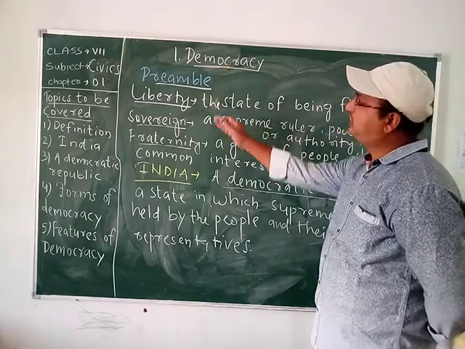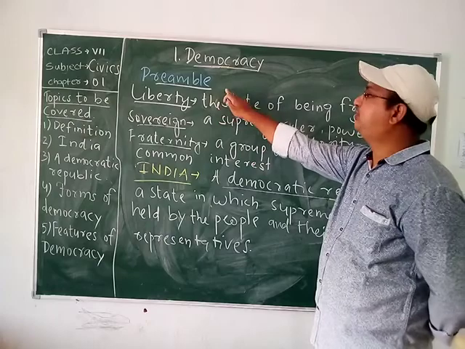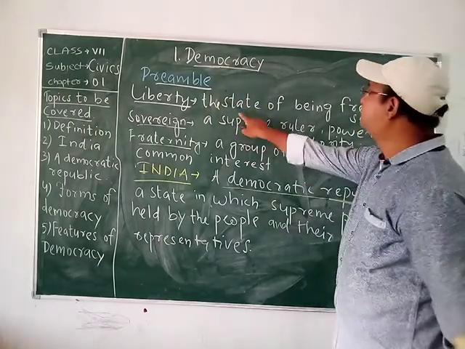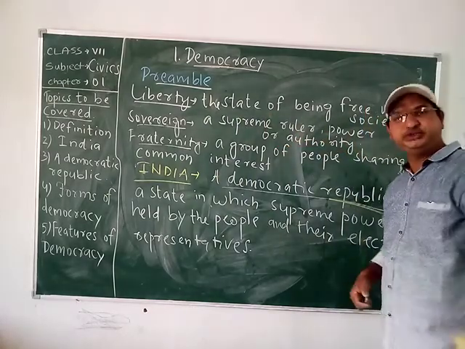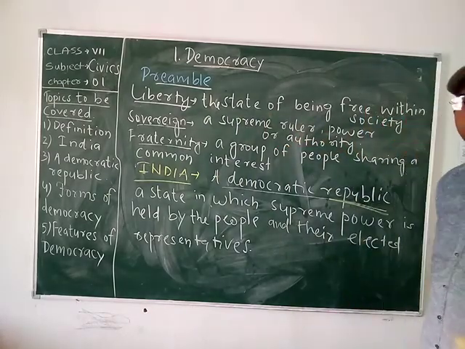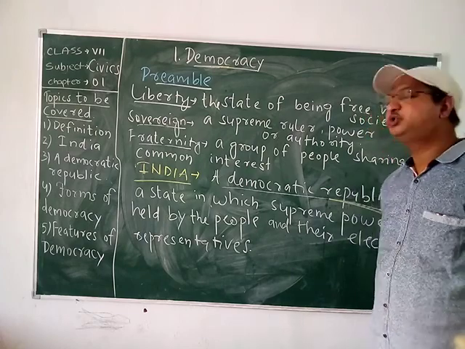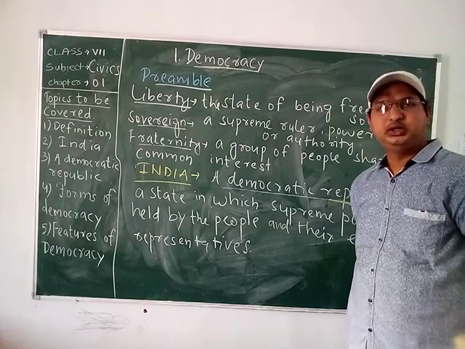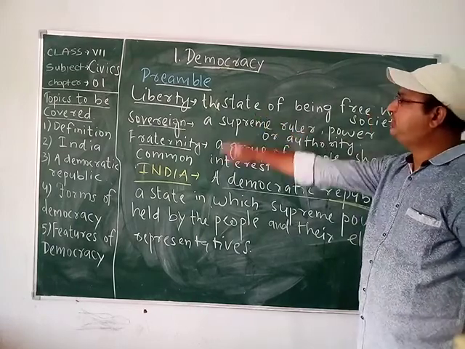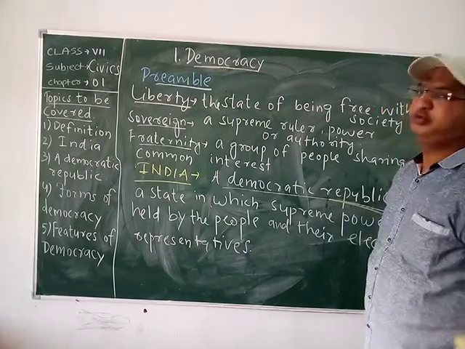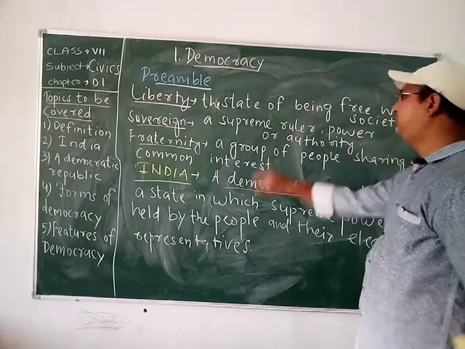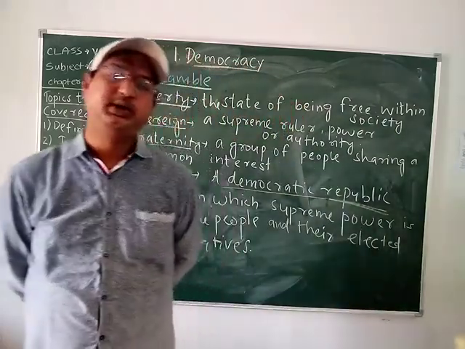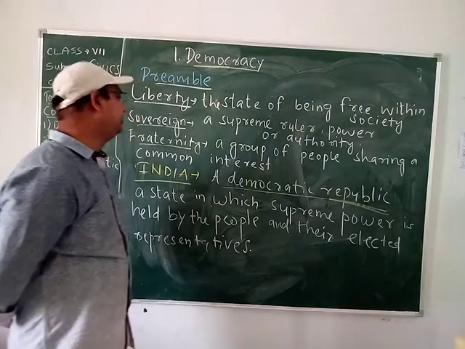Then there are some words in the preamble. The first one is liberty. Students, what does liberty stand for here? The state of being free within society, a type of freedom, freedom to every individual, whether he or she belongs to any caste, religion, region or gender. They are free. The next word is sovereign. What is sovereign? A supreme ruler, power or authority. It means the ruler must be supreme. A country like ours is called a sovereign state.